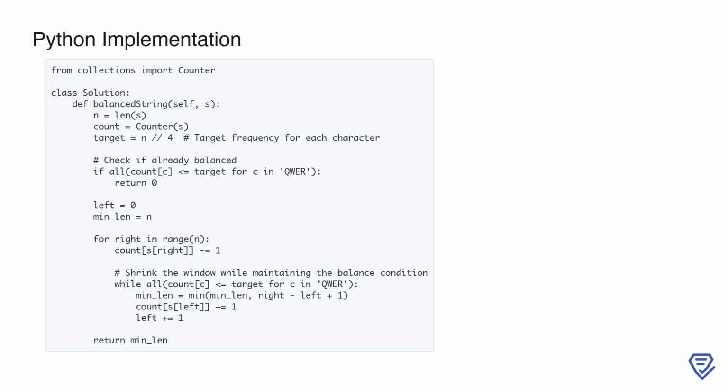Finally, the function returns min_len, which is the length of the smallest substring that can be replaced to balance the string. This approach has a time complexity of O(n), as both pointers traverse the string linearly, and a space complexity of O(1), since the count dictionary has a fixed size of 4.